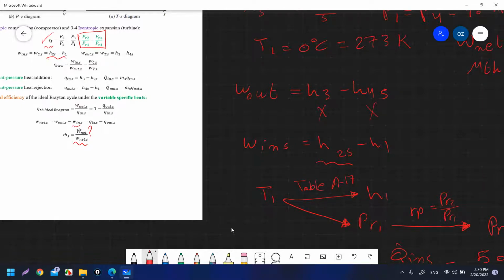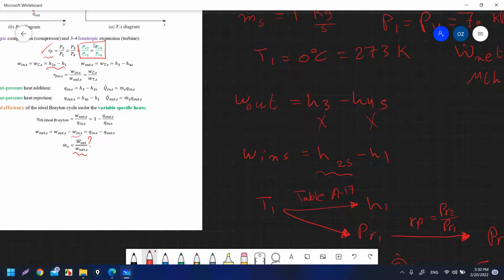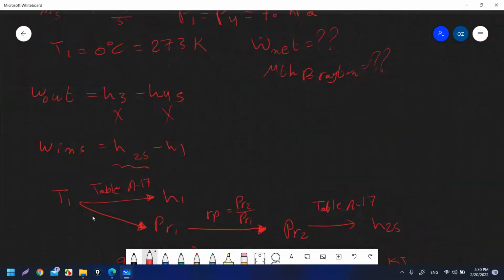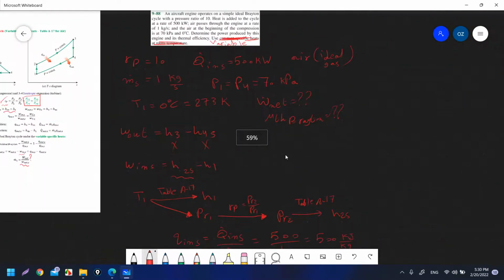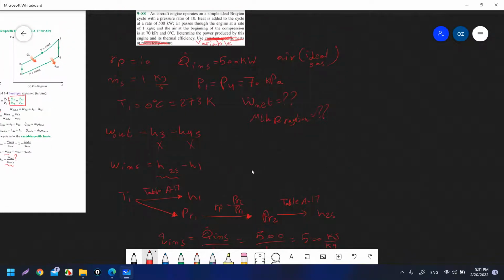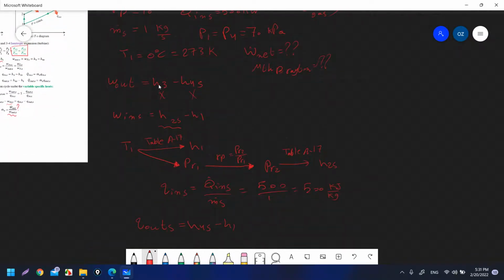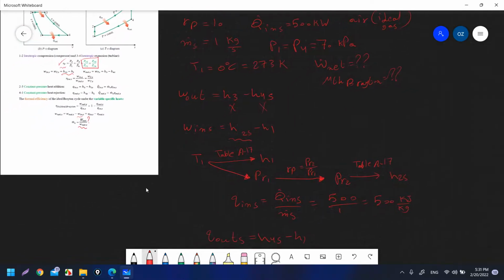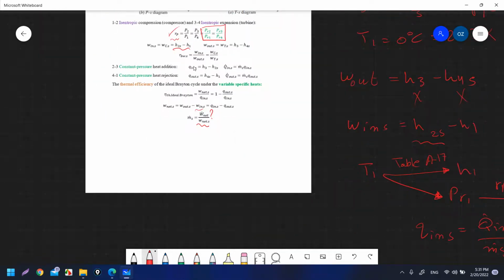So if I have a property at state 3 first, I can find PR3. Then I can use this equation to find PR4, and then I will go to H4S. But the problem is that I don't have a property at state 3. T3 is not given in the question. Even H3, I didn't find it. So I need to find H3, and I don't have anything, but I can use the equation for the Qin S as we did in the constant specific heat. We used Qin S is equal to Cp delta T, and we found T3. Here we will find H3.